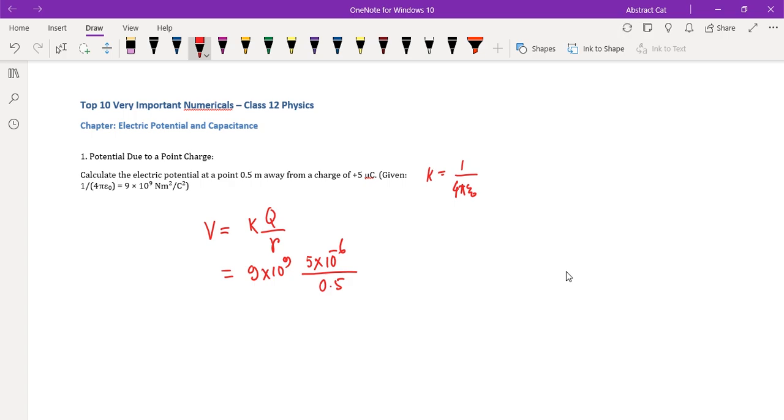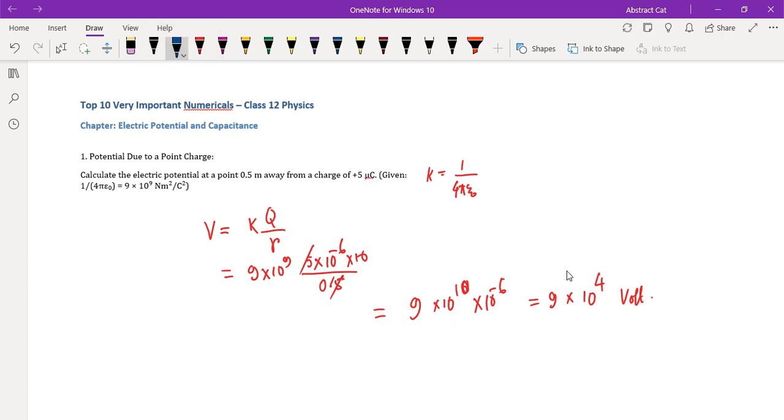So remove the point, 10 and 5 cancel. So we get 9 into 10 to the power 10 into 10 to the power minus 6. So 9 into 10 to the power 10 minus 6, that is 4 volt. That's the first numerical. The SI unit of potential is volt.